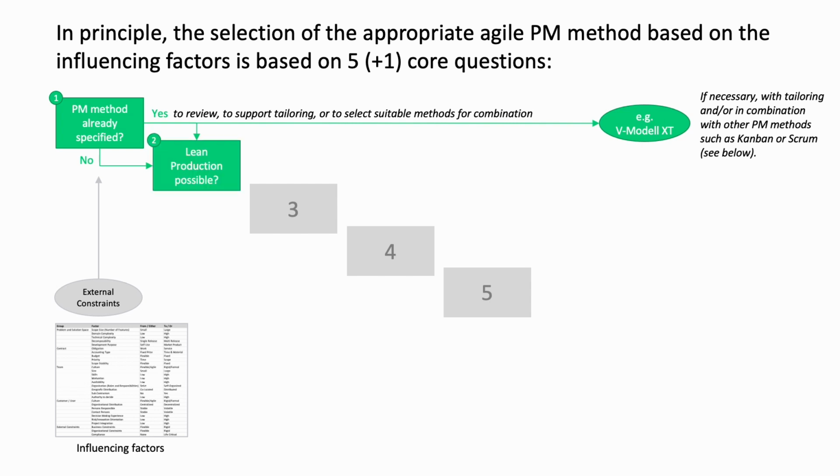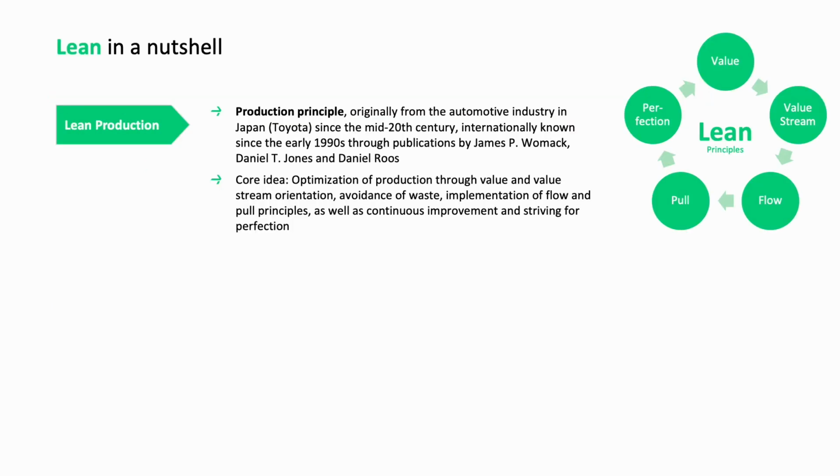The second question is whether lean production is possible. To understand this question, here is a short excursion into the topic of lean. Lean production or lean manufacturing is a production principle. It has its origins at Toyota in the 1950s. Lean production has been internationally known since the early 1990s, in particular through publications by James P. Womack, Daniel T. Jones, and Daniel Roos.